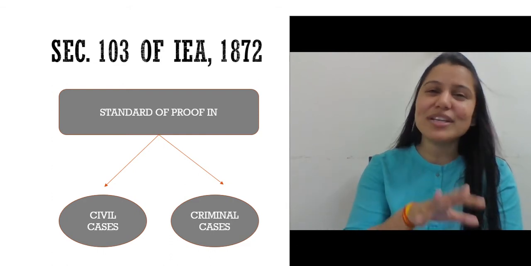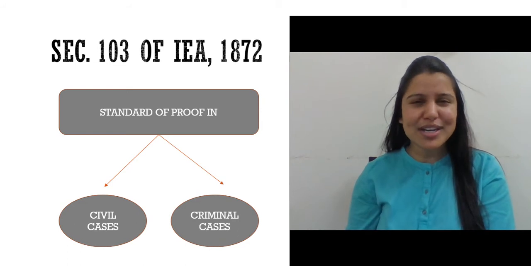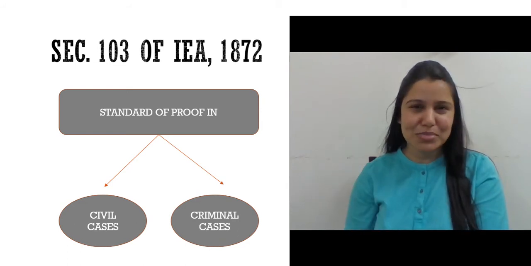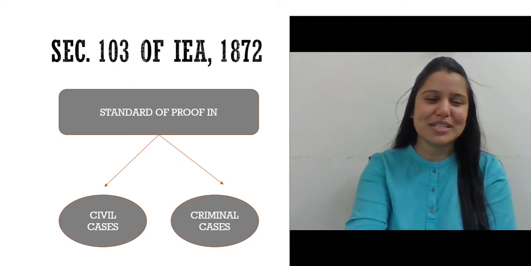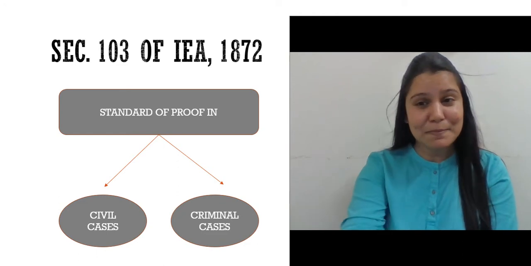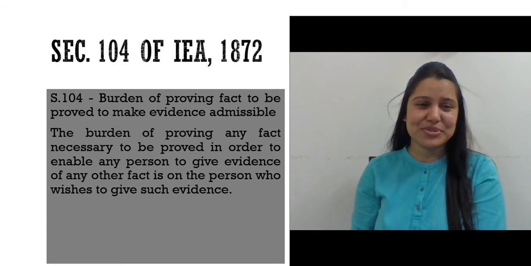It has to be proved beyond any reasonable doubt. But that is not the case when it comes to civil cases. The court does not apply this rule so strictly, and as it is a civil case, it need not be beyond every reasonable doubt, right? So that is the basic difference between the standard of proof in civil cases and in criminal cases. Now let's see what section 104 tries to say.